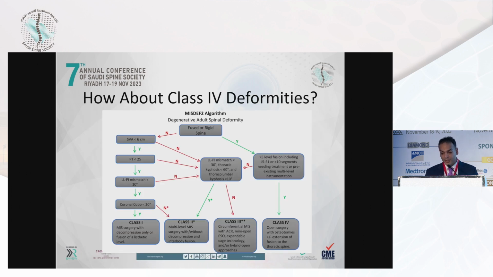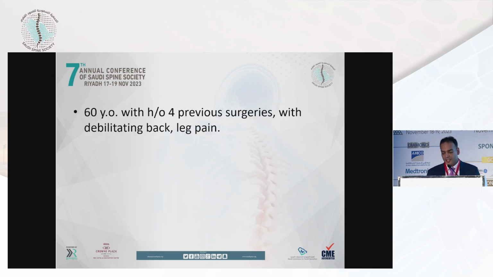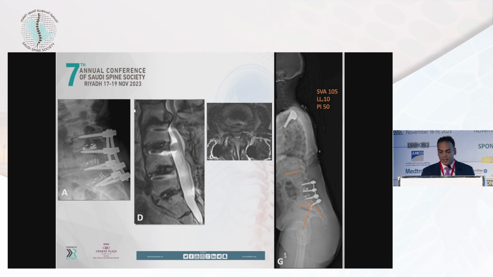Now, how about people that come in with class 4 deformities? Those ones are very difficult. Here's one, a 60-year-old female, history of 4 previous surgeries, again with debilitating back and leg pain. You can see here she had a fusion from L3 to S1. At L2-L3, she's very kyphotic. She's got a huge disc there. In terms of her spinal pelvic parameters, she has a mismatch of about 40 degrees. So we're not going to be able to get 40 degrees through any lateral or anything like that.